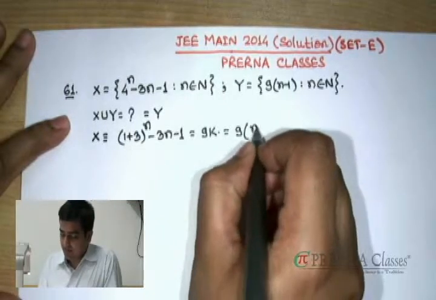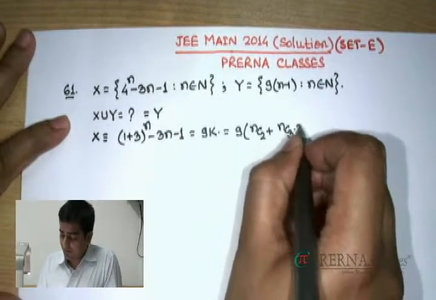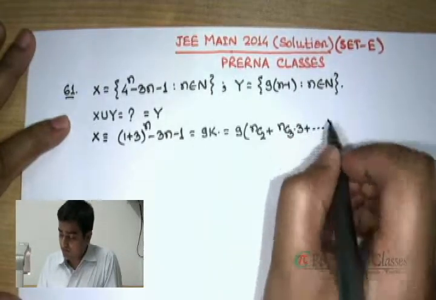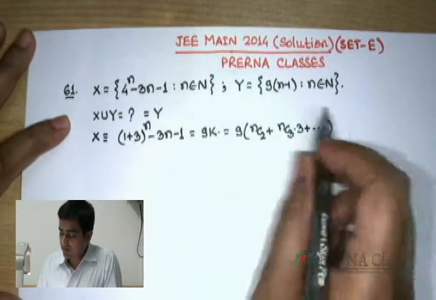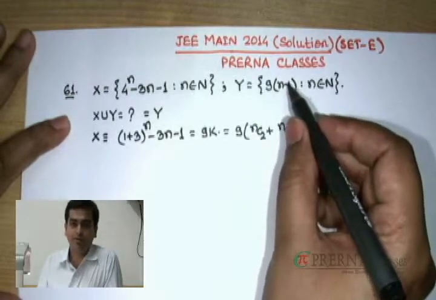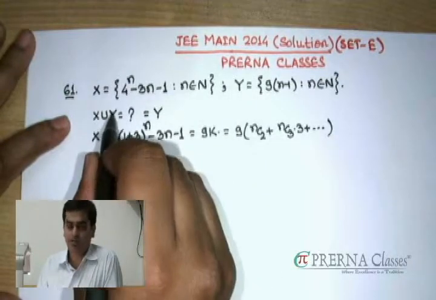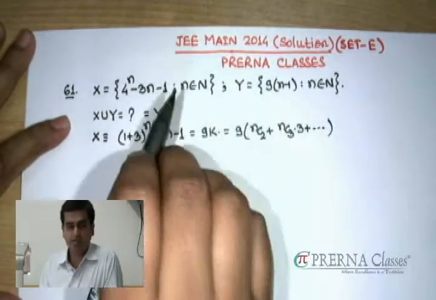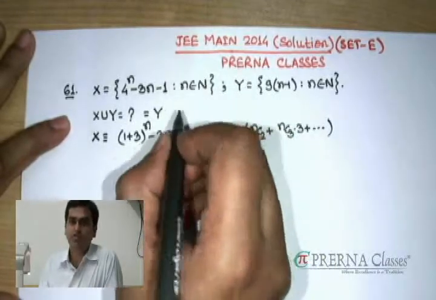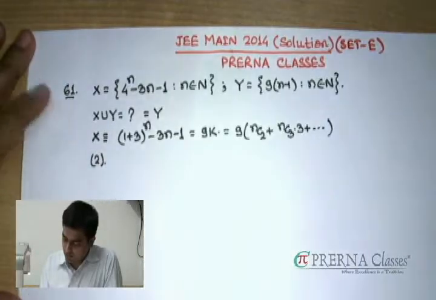If I consider this 9k, you'll find that it is related with 9 times NC2, then we have NC3 into 3, etc, etc. This may not represent all kinds of multiples of 9, like 0 is one of the examples which is there in Y but missing in X. So clearly if I consider X union Y, that's going to match with set Y itself, hence that is going to match with the option 2 given in that problem.